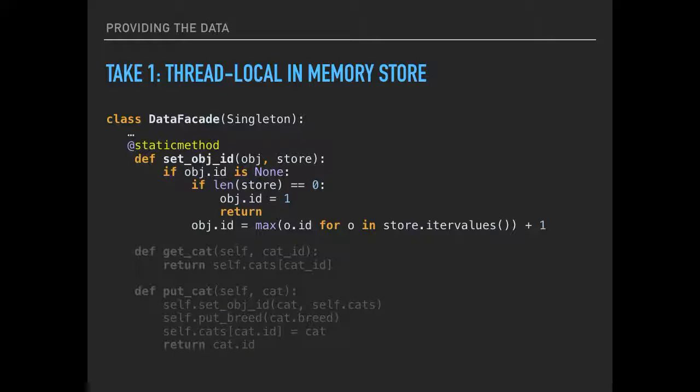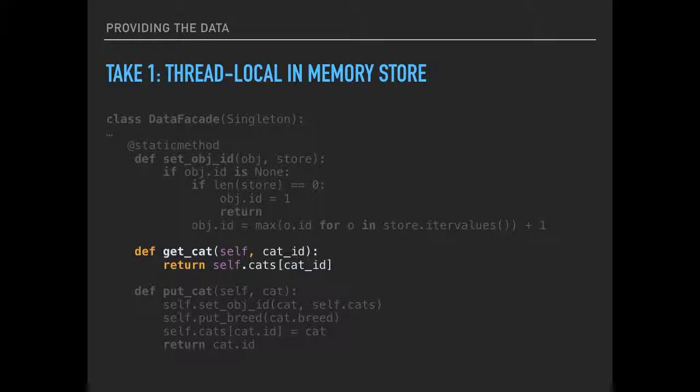The set object ID just checks if my object already has an ID, and if it doesn't, it gets the maximum ID out of the data store and adds 1 to it. So this is basically just an auto-incrementing key. Then when I want to get the cat back out, I just provide the ID and we get it out of the dictionary. And there's similar methods for getting and putting the breed and getting a list of cats or a list of breeds.